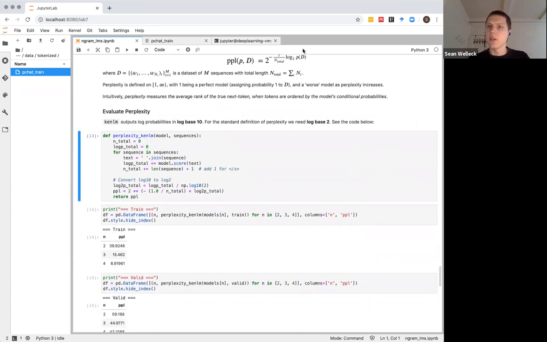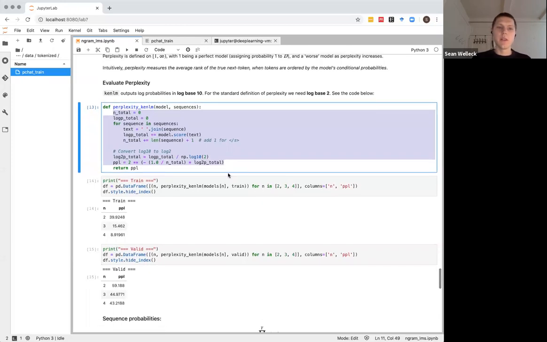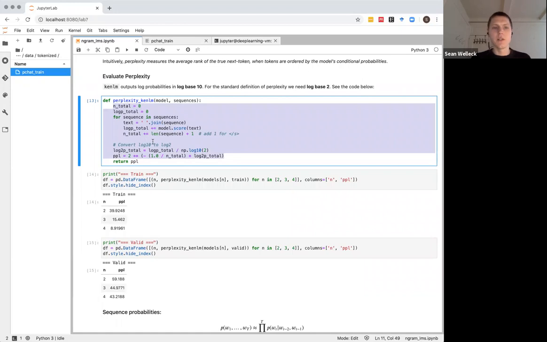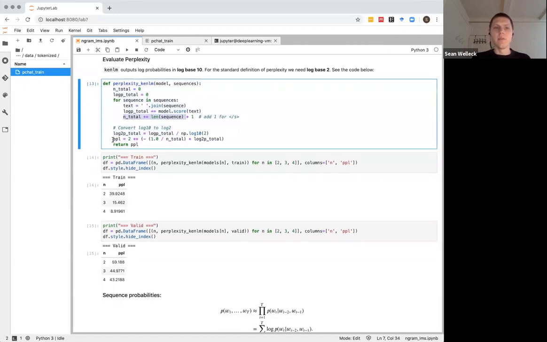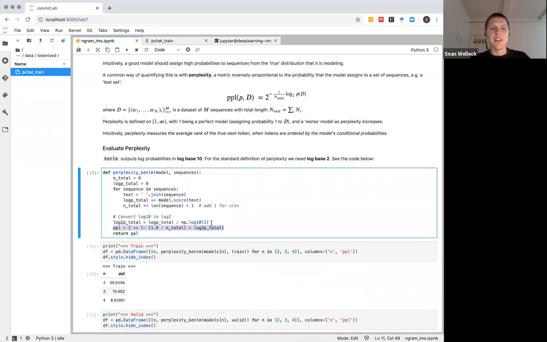Just to make sure we get through everything, here's the code that's actually evaluating perplexity. If the formula doesn't make sense, you can always look at this code to help understand it. We're looping through the different sequences and summing the total log probability as well as the total number of tokens, and then doing this actual computation here. This line is the same as this formula. There's a trick you have to do, which is that KenLM gives us things in log base 10, but here we have to convert it to log base 2, because if you look at this formula, it's log base 2.